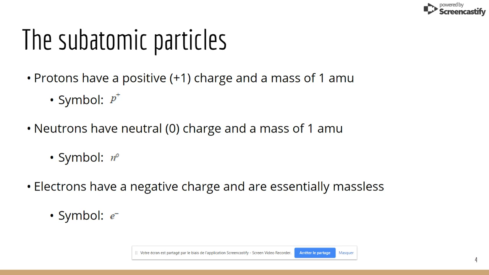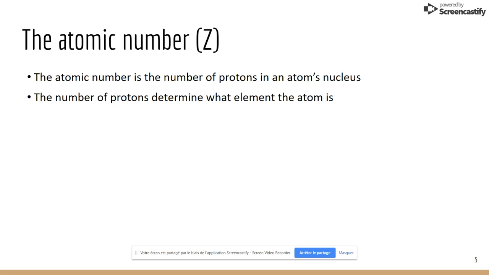Electrons do have a mass, but it's such a small mass that it's essentially massless. The mass of an electron, I think, is 9.109 times 10 to the negative 31 kilograms, compared to something on the order of magnitude of 10 to the negative 27th kilograms. That's a very large difference between the two, about 1/10,000th of an AMU. Pause here.